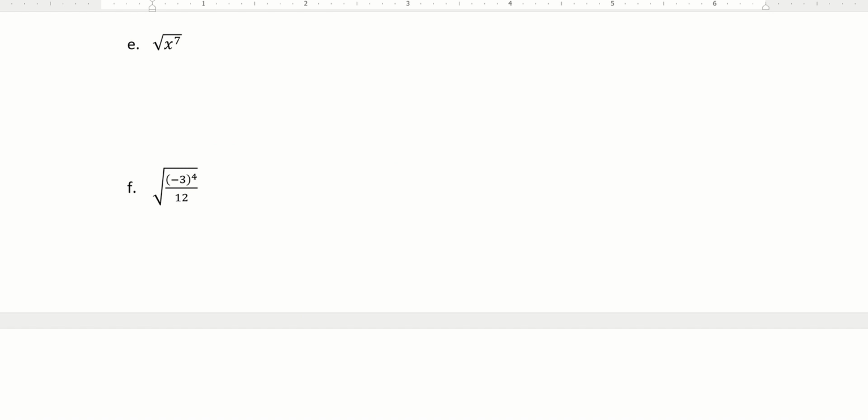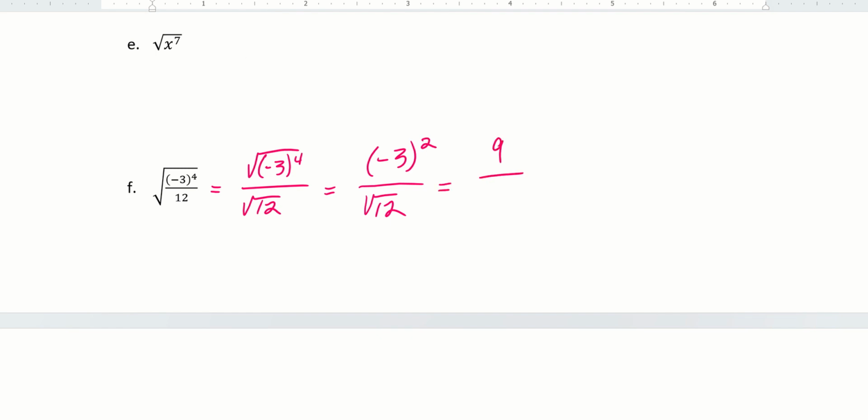Okay, this last one, we can write it out using the division property, so negative 3 to the 4th over the square root of 12. And we can simplify this one at a time. So the square root of anything with an exponent, you can just divide that exponent by 2. So that would be just negative 3 squared. If you substitute an x here, the square root of x to the 4th is x squared. And that's over the square root of 12. Negative 3 squared is 9. You can check that in your calculator.